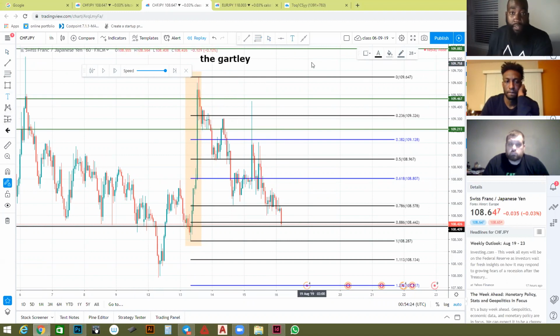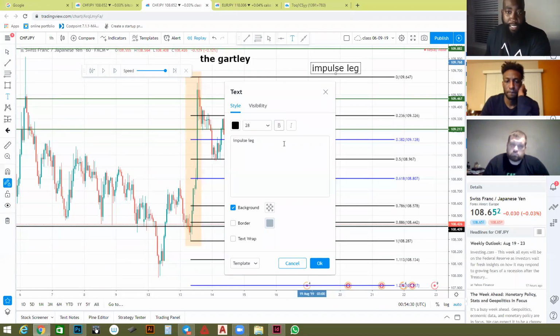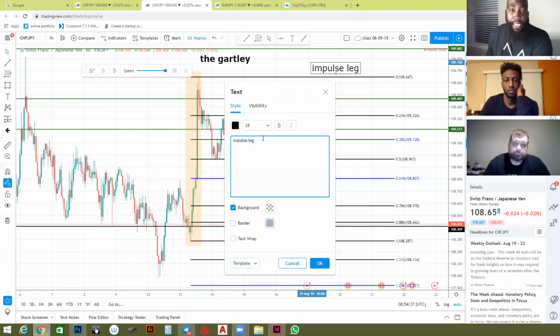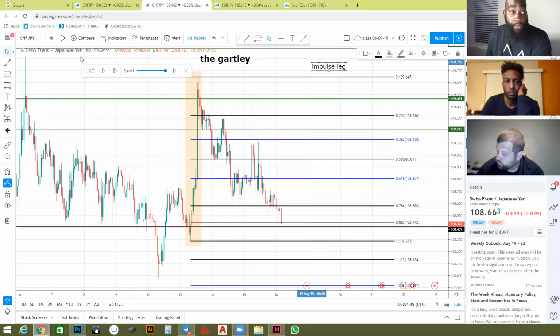So I'm gonna go impulse leg. Now, when I say hypothetical, you guys will see why I say a move is hypothetical. Because at the end of the day, these harmonic patterns are predictive patterns. You're predicting where price will possibly go. Now, a lot of times they do go that way, and sometimes they don't. And that's why we set pendings.